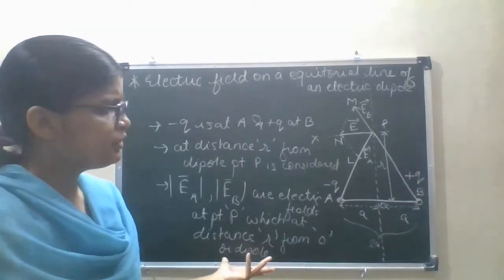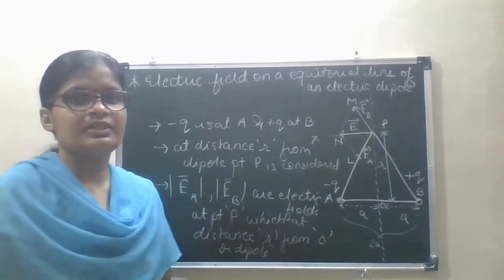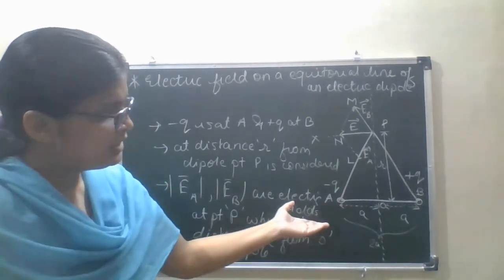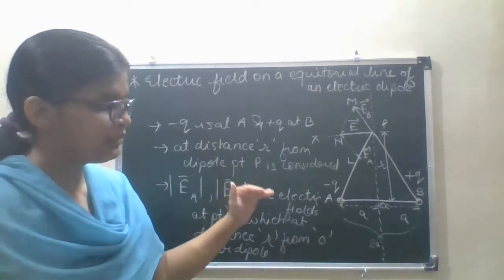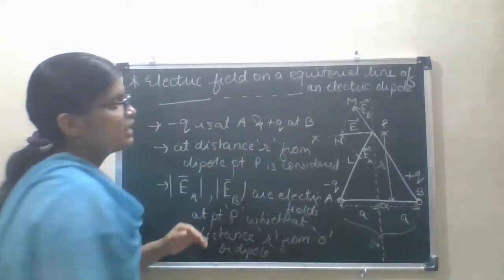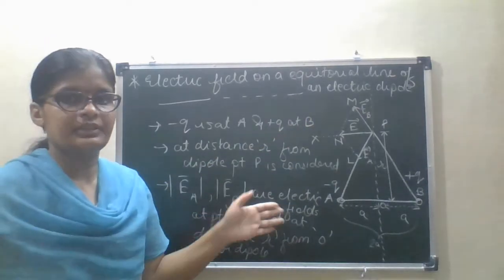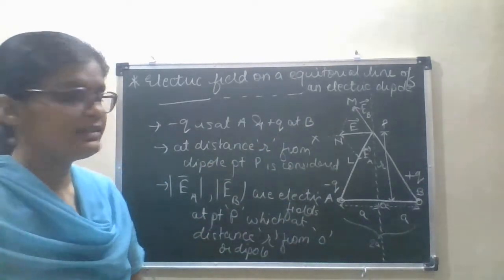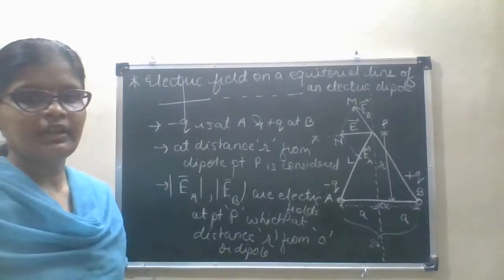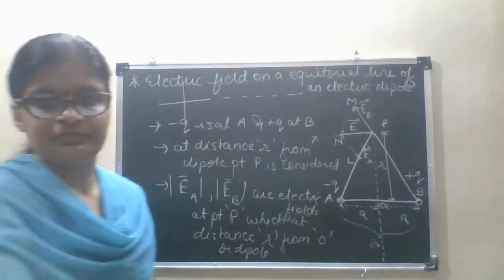So now what we are going to do? The dipole concept we have already studied, and we have also studied the dipole placed on the axis. First we considered the dipole with the axis along that direction only, then we calculated the electric field. Now our axis is passing through the dipole. Then what will be the electric field equation? We will try to calculate this.